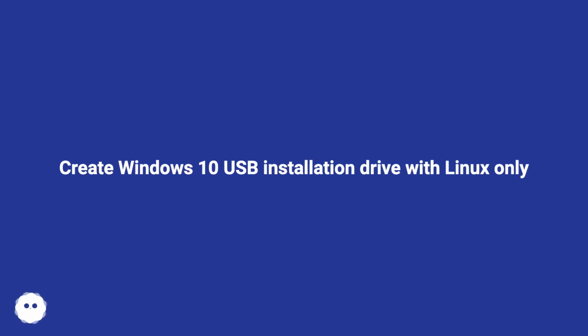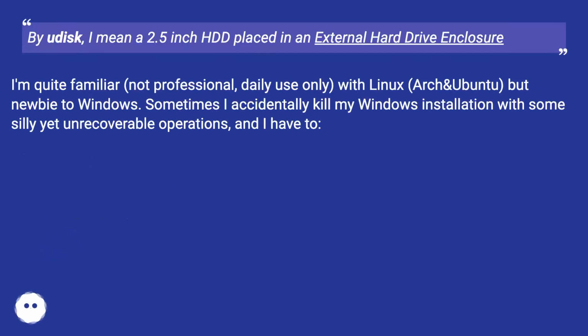Create Windows 10 USB installation drive with Linux only. By UDisk, I mean a 2.5-inch HDD placed in an external hard drive enclosure. I'm quite familiar, not professional, daily use only, with Linux, Arch and Ubuntu, but newbie to Windows.